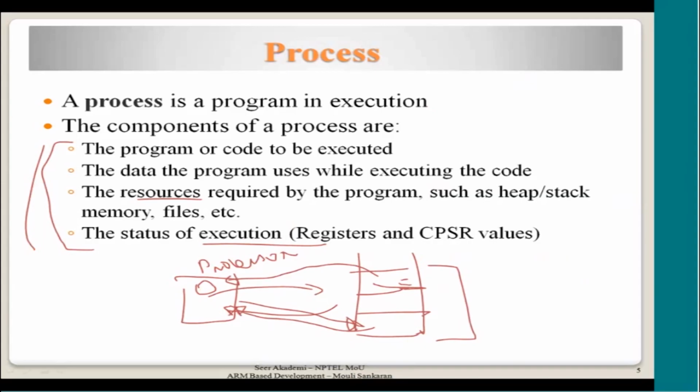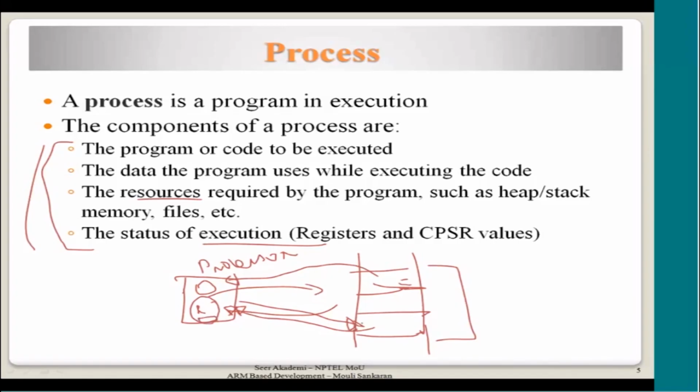The whole chunk of the data and code is residing in the main memory only. But pieces of that will come to the processor and get executed, and based on the execution, the data moves between these two. So when I say a process is saved, some state is maintained here in terms of register values or CPSR values. Those things need to be saved.